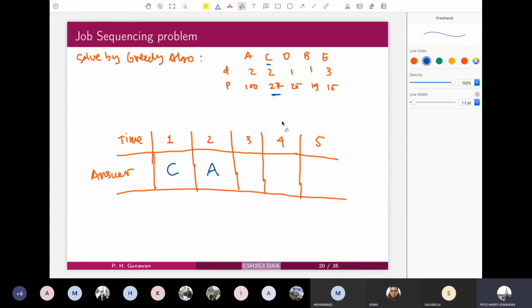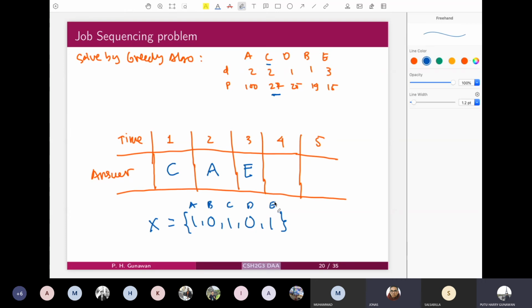And how about the B? B also is not possible. How about E? E is possible, since it has a deadline of 3 days, so on day 3 you can solve problem E. And that's it, so you find the solution. X is equal to 1, 1, 0, 0, 1, which means you pick A, C, and E. Any other questions?